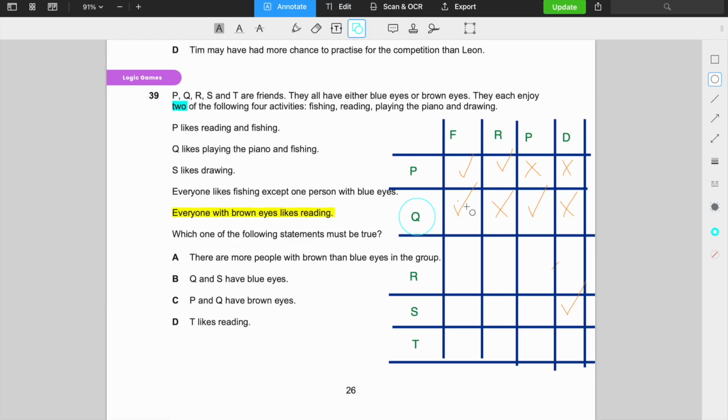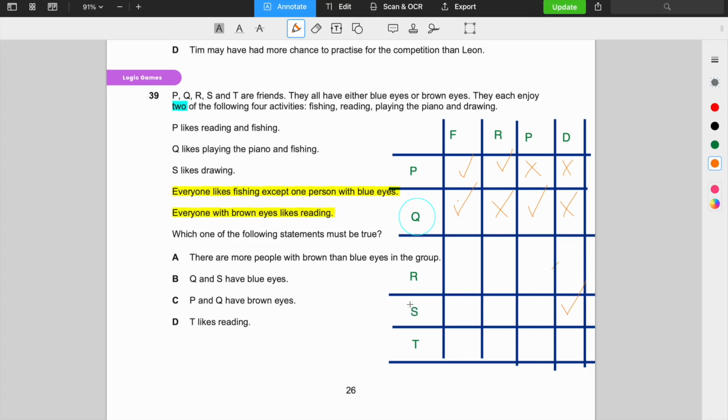Now, this is a little bit hard to gauge from such limited information because obviously, as you can see, we don't have a lot of information. We can't even complete this whole diagram. But that's okay. Let's just look at the next rule. Everyone likes fishing except one person with blue eyes. Okay, so everyone likes fishing except one person with blue eyes.